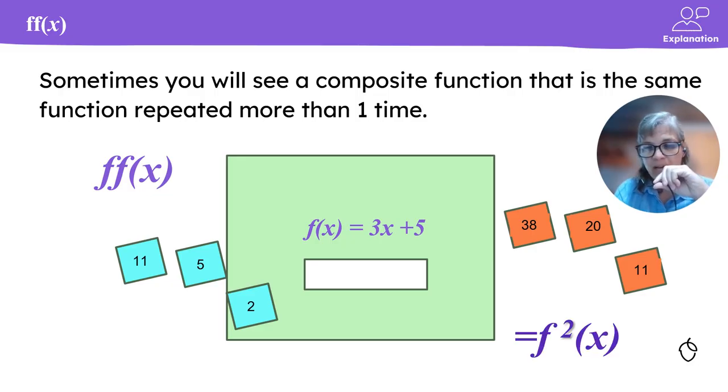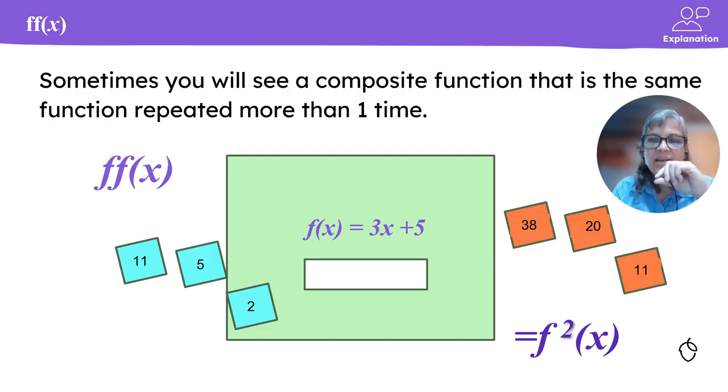Sometimes you'll also see that notated as f squared of x. It's not really that you're actually multiplying them together. It's just the notation to say I'm doing f 2 times. The function f is happening twice. Once x goes in, and then the output of that is going through the function again.